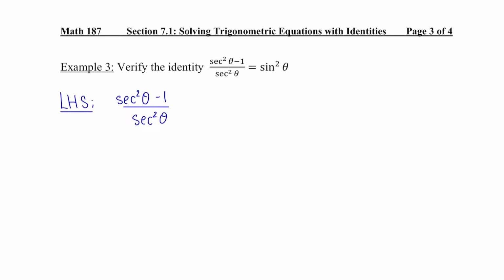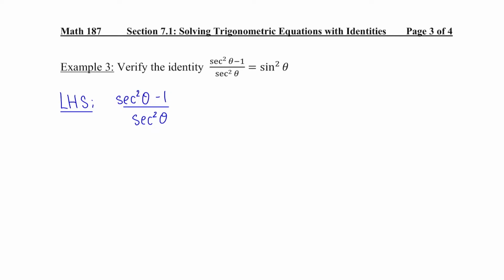Now, assuming that I don't know anything about the right-hand side, so assuming that I don't know this is actually equal to sine squared theta, I am trying to make it look like sine squared theta. So this is all I have for now. I don't have the other side to work with. I only have this side. So secant squared theta minus 1.